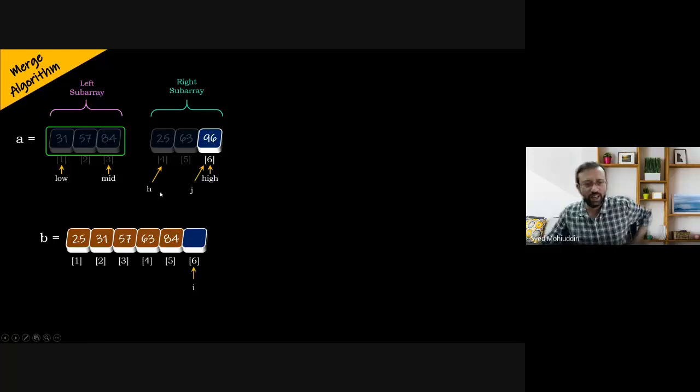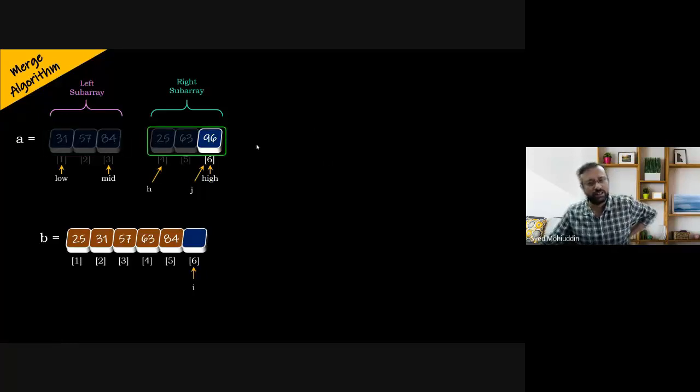That means when h crosses the mid index, all the elements of the left subarray are stored in array B. There may or may not be some elements remaining in the right subarray. In this case, it is remaining. It's not only one element. We can have many other elements remaining here. Doesn't matter.